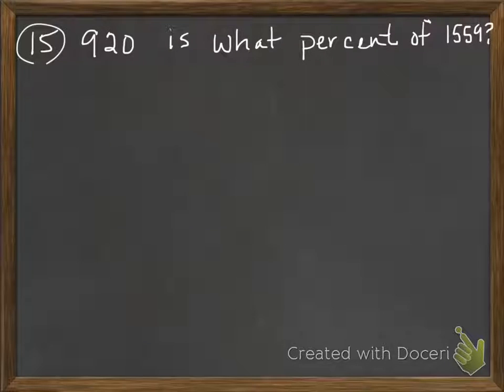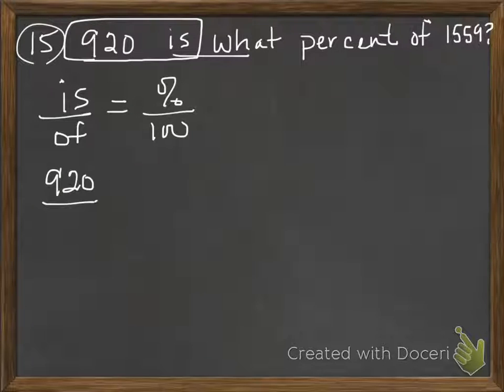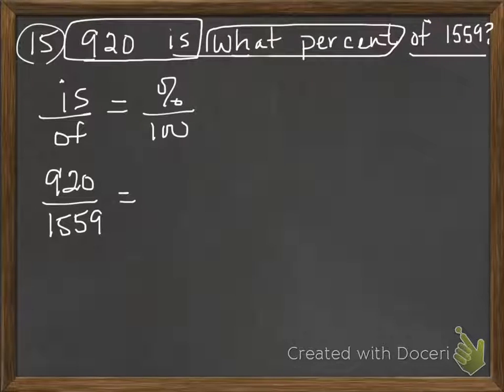15 says 920 is what percent of 1,559. Again, I can't reason this one out, so I'm going to use the little formula. Is over of equals percent over 100. We don't know our is number. Or excuse me, yes we do. 920 is, okay, so we know our is 920. Of 1,559, we know our of number is 1,559. And what we're looking for is what percent. So our variable goes in for the percent. And then that formula says percent over 100.